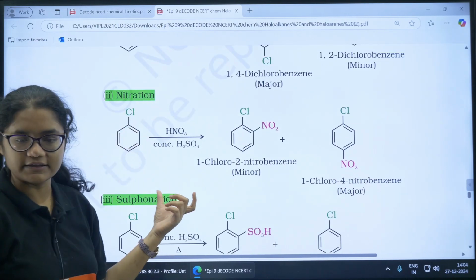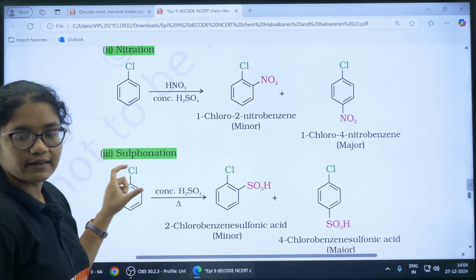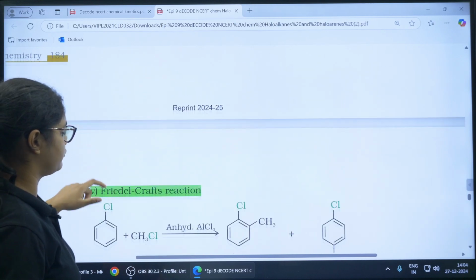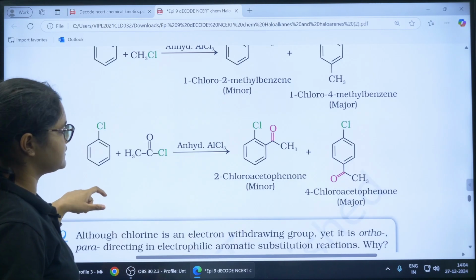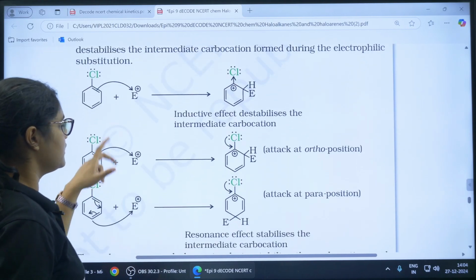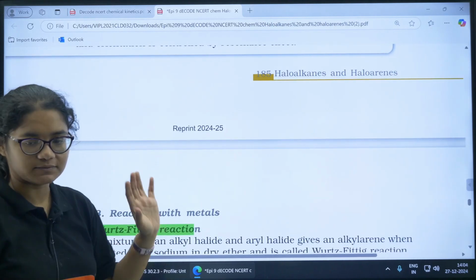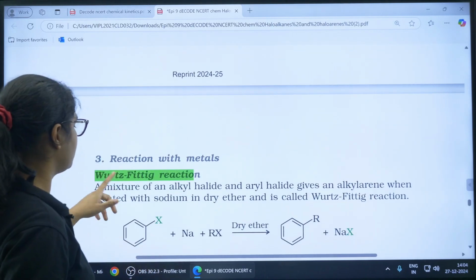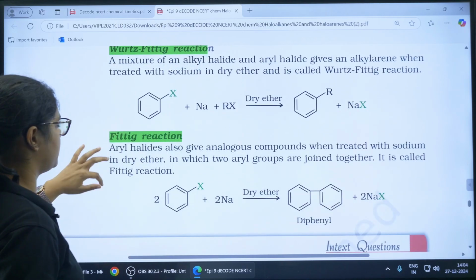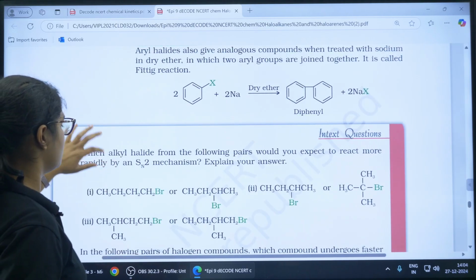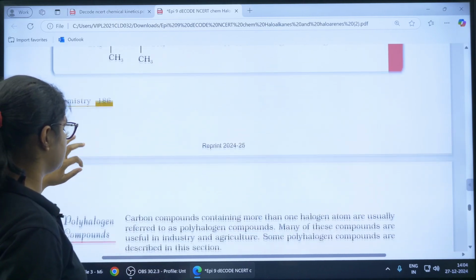Okay, next we will see, next one is what? This reaction, nitration, the reagents, the reaction, then sulfonation, reagents and all you should be knowing. Friedel-Crafts reaction, acylation and alkylation, both. These in-text questions are important, so I am not telling you. So in-text questions by default you have to study. Okay, then Wurtz-Fittig reaction, that also you should be knowing. Fittig reaction you should be knowing.